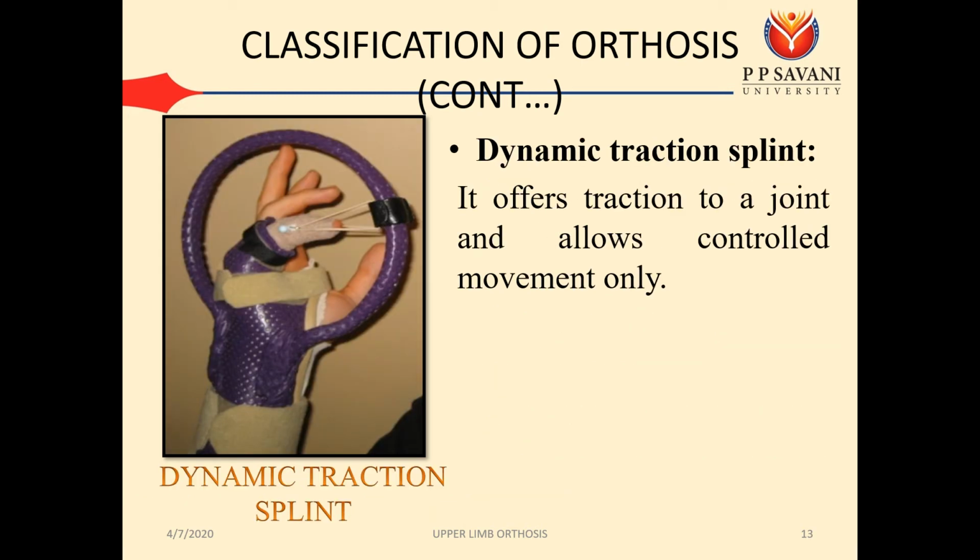Then dynamic traction splint. It offers traction to a joint and allows controlled movement only. So if you can see the example, a little finger is attached to the splint here through the wires to both the rings. So only motion in this circular motion is allowed. Only flexion extension is allowed. Abduction adduction is not allowed. So it is limiting the motion. Also, it is applying continuous traction. If you can see, it is continuously under traction. It is pulling the finger apart, that is, moving the joints apart. So it offers traction to a joint and allows controlled movement only.